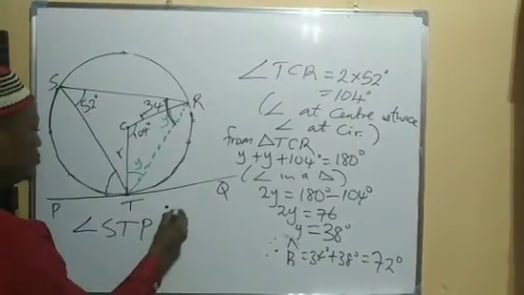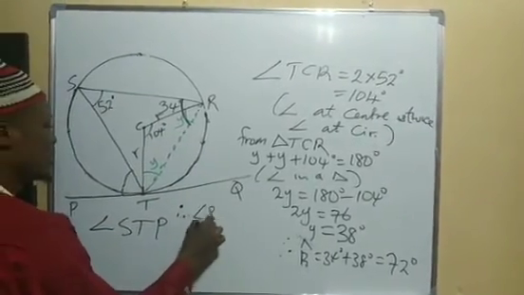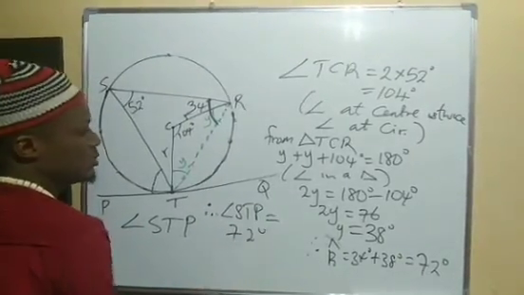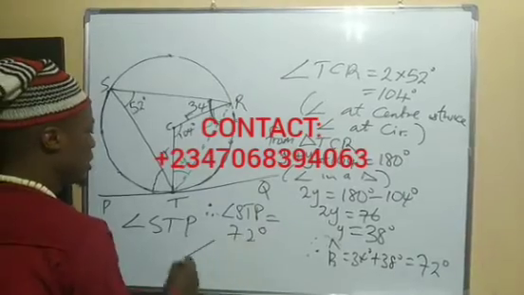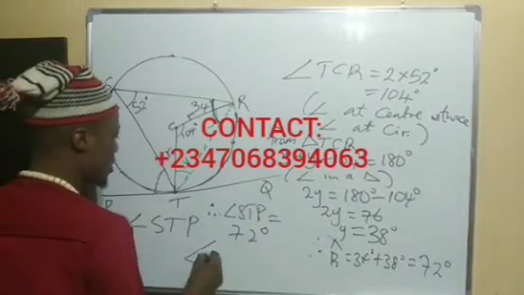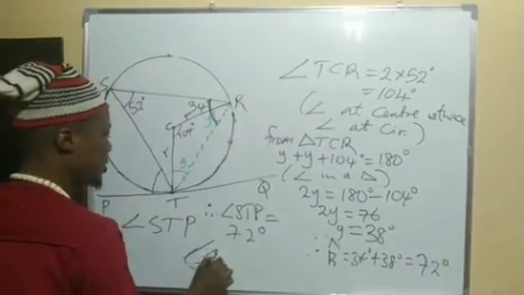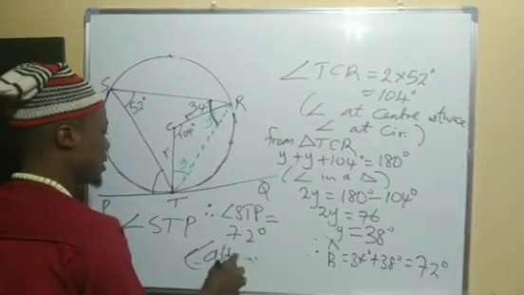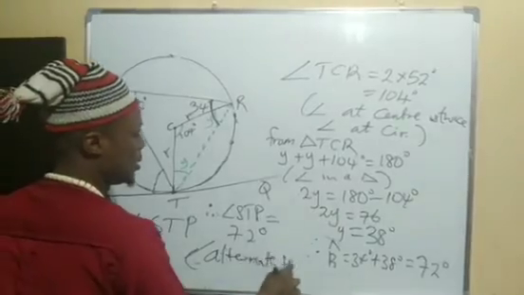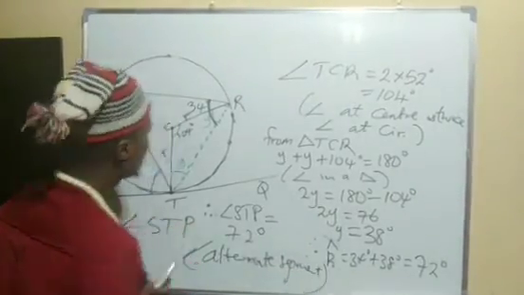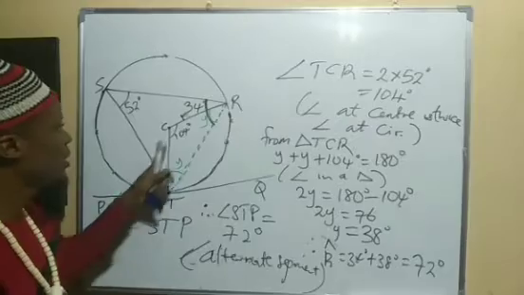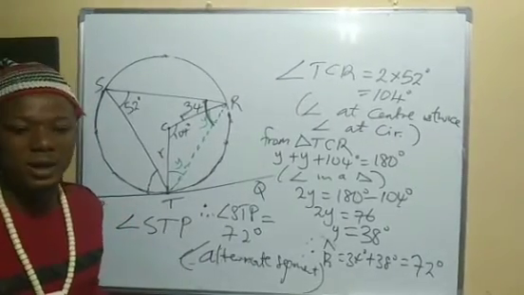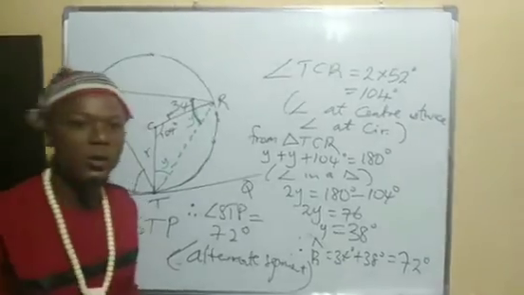Therefore, angle STP, as they want, is also equal to 72 degrees. Reason: the angle between a chord and a tangent is equal to the angle in the alternate segment. Okay. So you've seen how we got this value at 72 degrees. It's equivalent to this angle at alternate segment. So this time around, let's take the fourth question before we conclude.